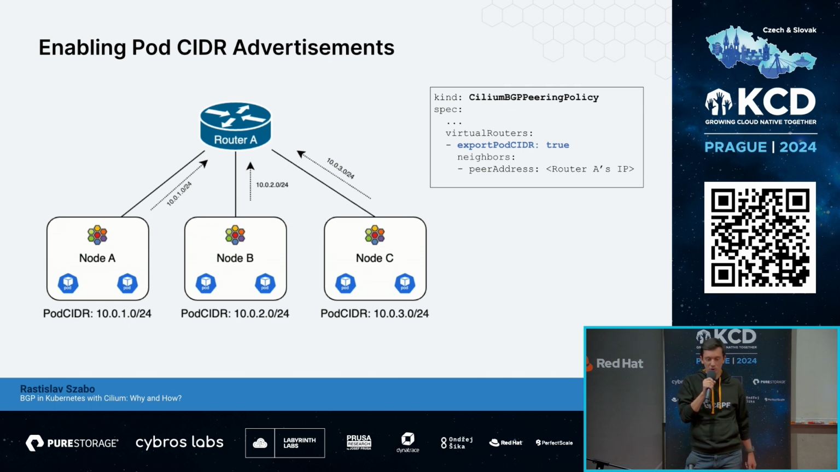As you can see, each node uses a different pod CIDR. Pod CIDR is a subnet from which we assign IP addresses to the pods. And each node advertises its pod CIDR to the router, so that the router knows where traffic to a given pod should be routed.